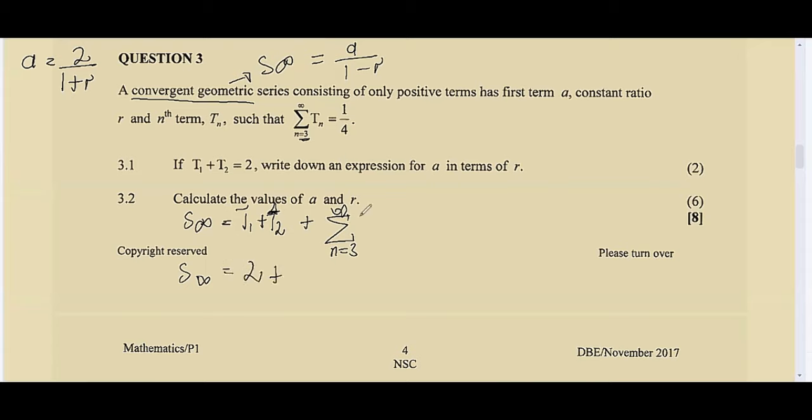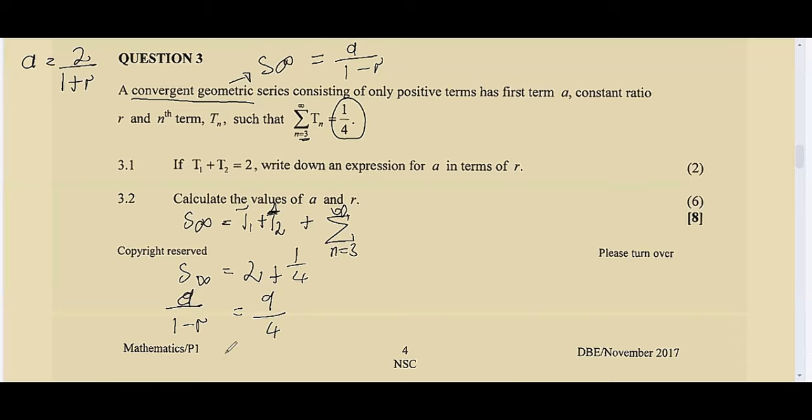the sum to infinity beginning from term number 3 is equal to 1 over 4. So we can say 2 plus 1 over 4. That will give us the total sum to infinity. But then remember, we just said sum to infinity can be expressed by the formula A over 1 minus R. Then this will be equal to 2 plus 1 over 4, which gives us 9 over 4. Now at this point, allow me to just cross multiply here.